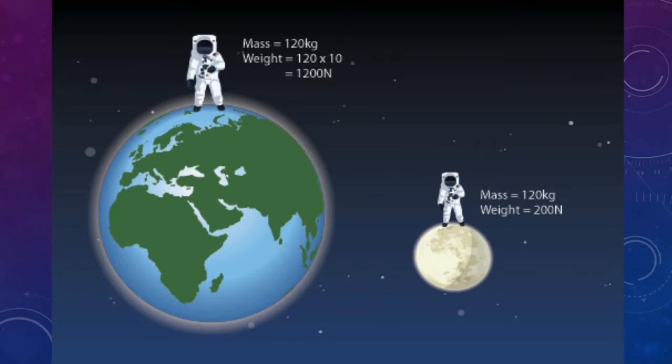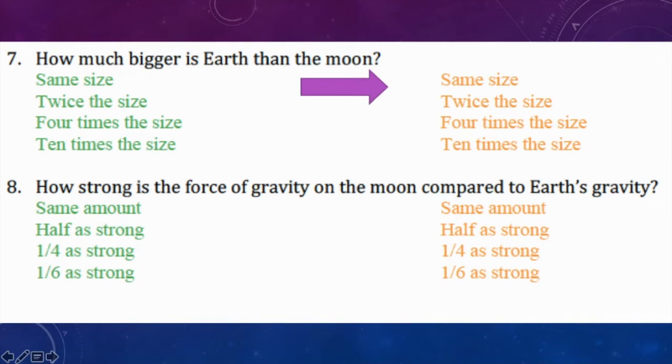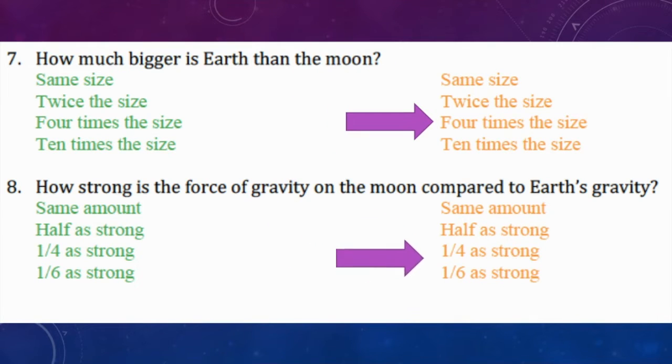And then this cartoon, not drawn to scale, shows that this astronaut's mass does not change from Earth to moon because mass is not impacted by gravity. However, weight is. He is 1,200 newtons on Earth and 200 newtons on the moon, meaning that gravity is 1/6 as strong on the moon as it is on Earth.